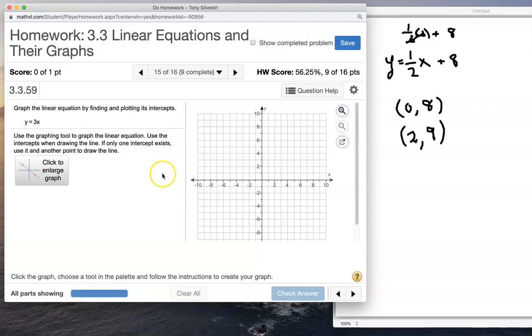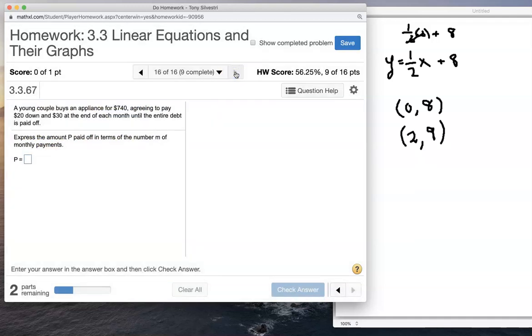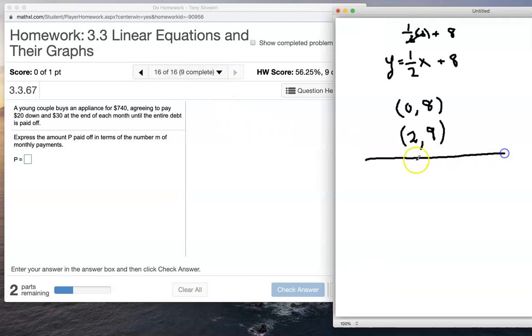Good job. Okay, I'm going to let you do this one here. We did this one. I think we've done one like this. All right, we've done one like that. I'm going to let you do that one. Okay, some word problems. Only one word problem? Good. Don't do too many word problems.